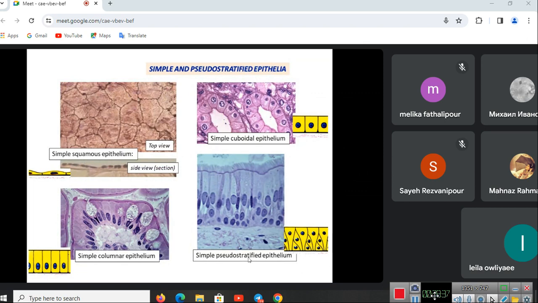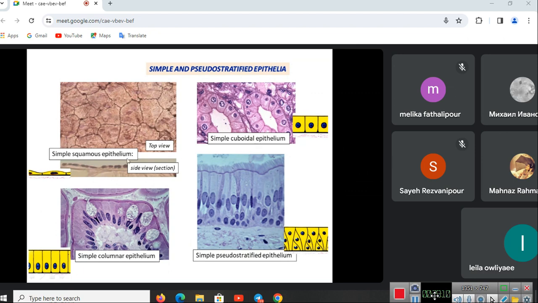So here you can see how these epithelia really look. In the first picture we can see simple squamous epithelium. It is simple, one layer of cells lying upon basement membrane, and the cells are flattened. So in side view, if we make a section of this epithelium, what will we see? We will see the flattened cell nuclei, which are located here. And below them, this is connective tissue, below this layer of epithelium.